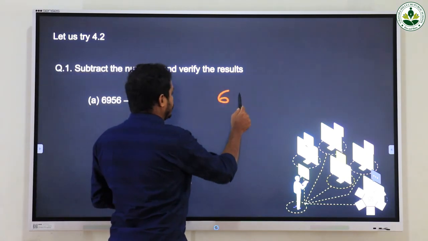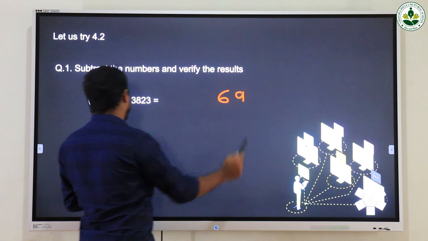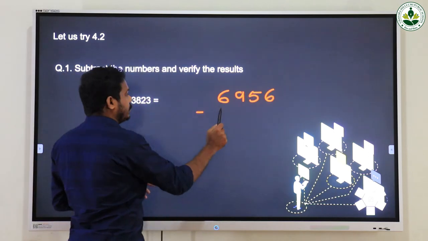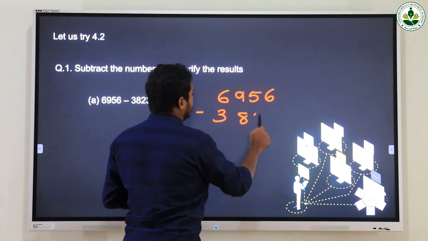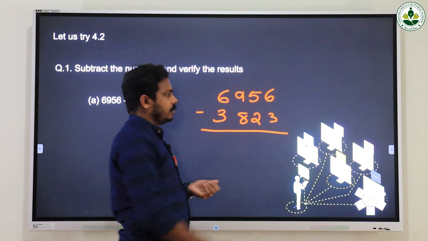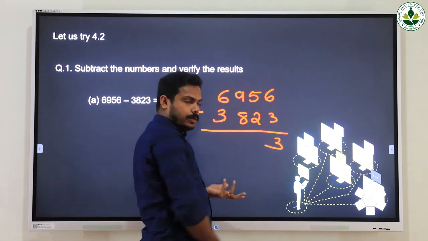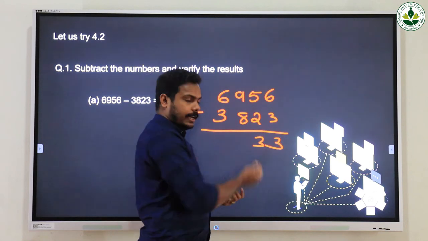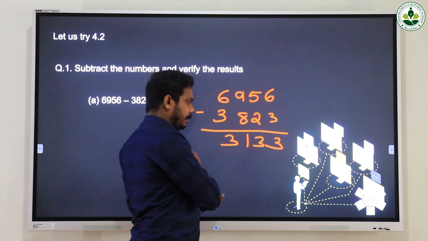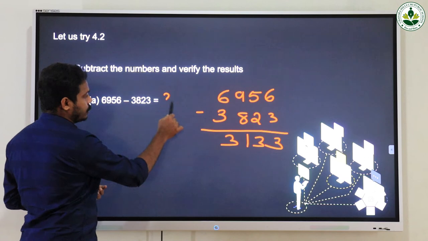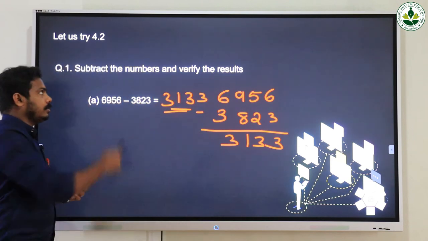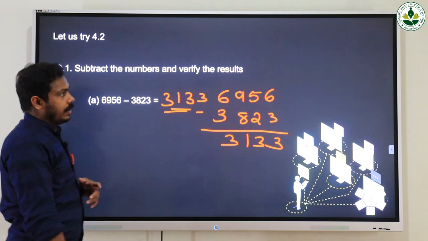First we write the first number, that is 6956 minus 3823. 6 minus 3 is 3, 5 minus 2 again 3, 9 minus 8 is 1, 6 minus 3 is 3. Our answer is 3133. And here you can see, subtract the numbers and verify the result.